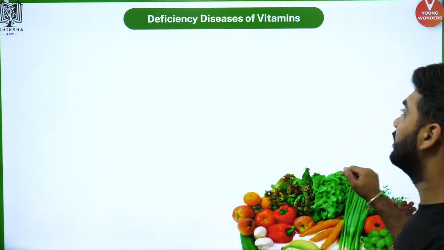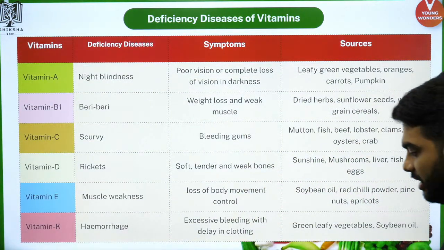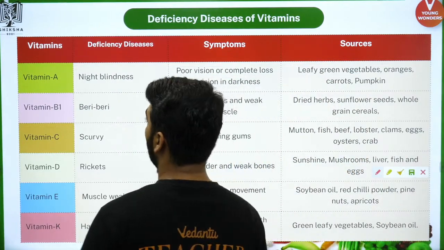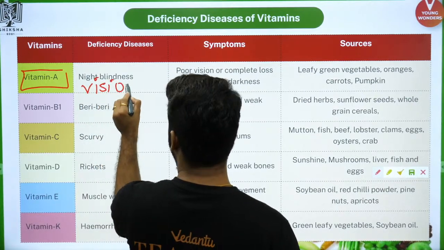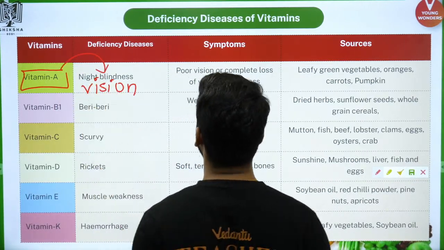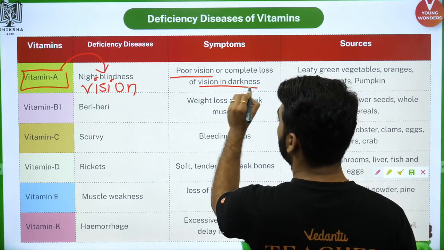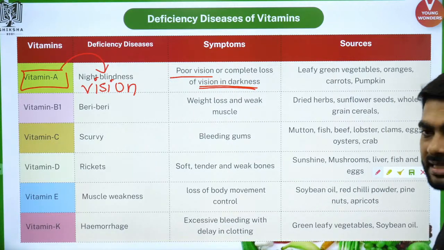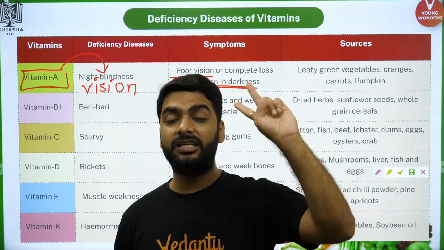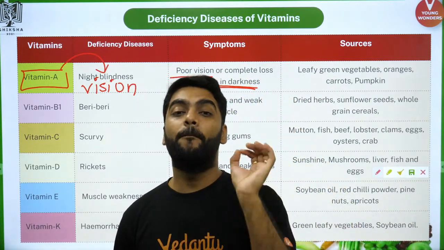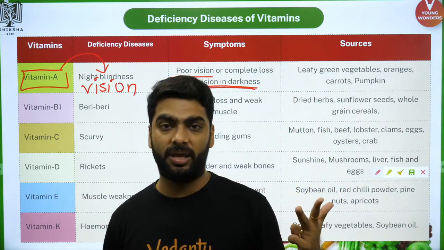Now let us see the deficiency diseases of vitamins. So let us talk about vitamin A first. Vitamin A is the vitamin for vision. So if vitamin A is less in the body, it causes night blindness. A person cannot see properly and especially vision is lost in darkness. And vitamin A can be restored in the body by eating your greens, eating your oranges and eating your reds. Matlab, green vegetables, orange vegetables and fruits and red vegetables and fruits.